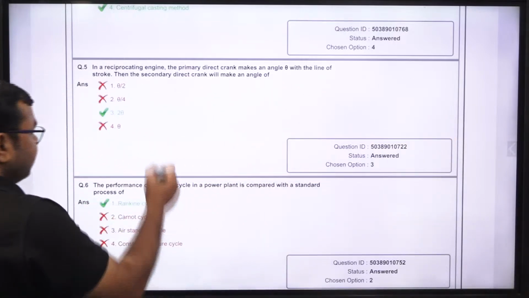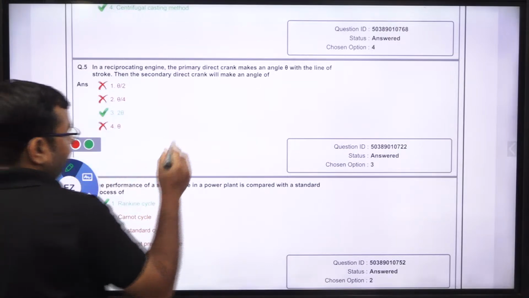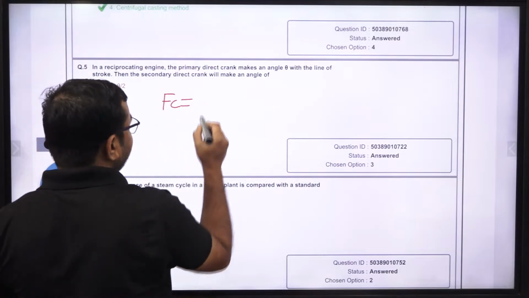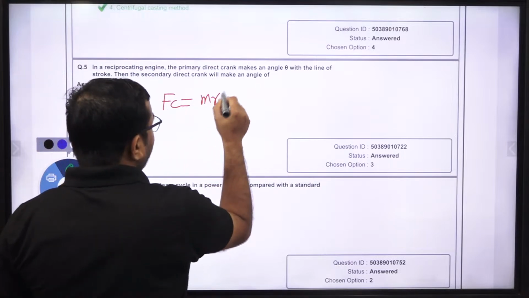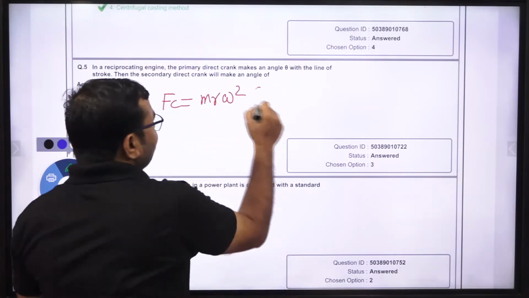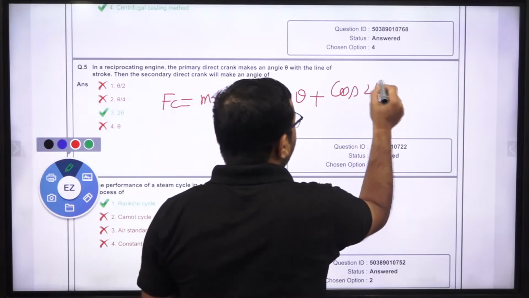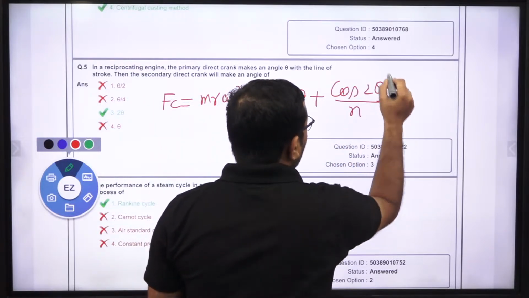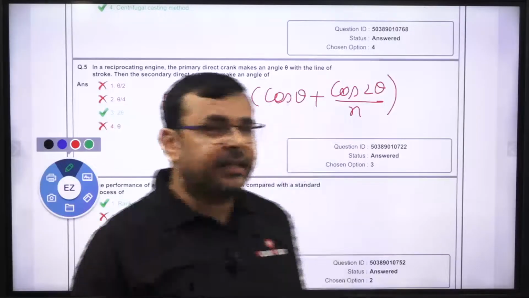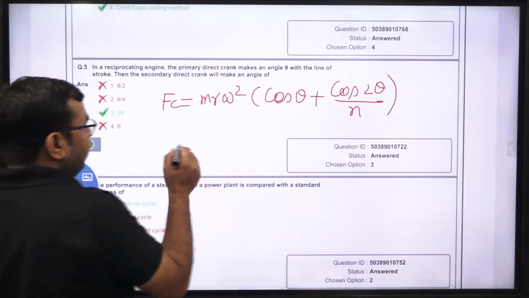So as you know, the centrifugal force in a reciprocating engine, correct? If I write the centrifugal force, can I say it can be written as m r omega square into cos theta plus cos 2 theta by n, yes or no? Is it clear? So this is our relation.